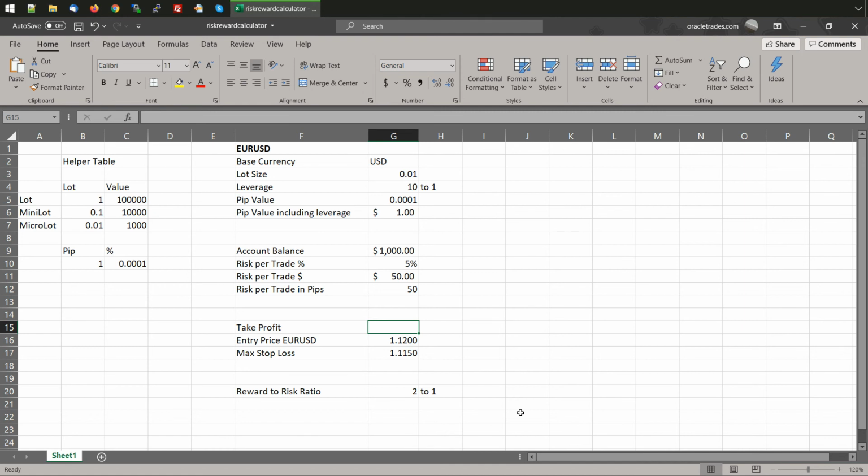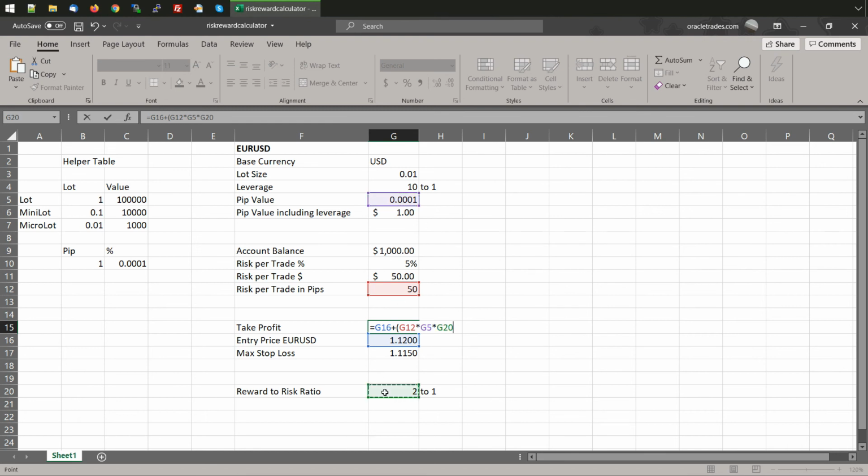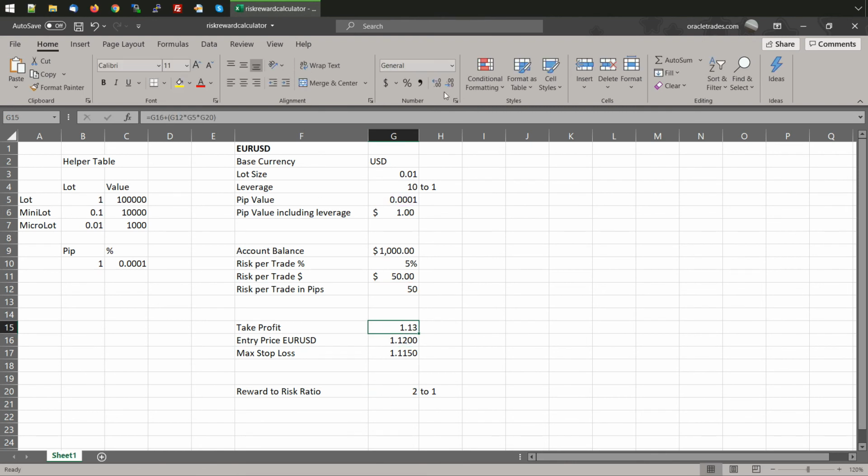So how do we do that? Well, it's very simple, right? We take the entry price, and then we add on the amount of pips, the 50, times the pip value, and we just multiply that again by the ratio we had established. So with that said, our reward would be to take profit at 1.13, which is 100 pips higher than our entry price. Okay.